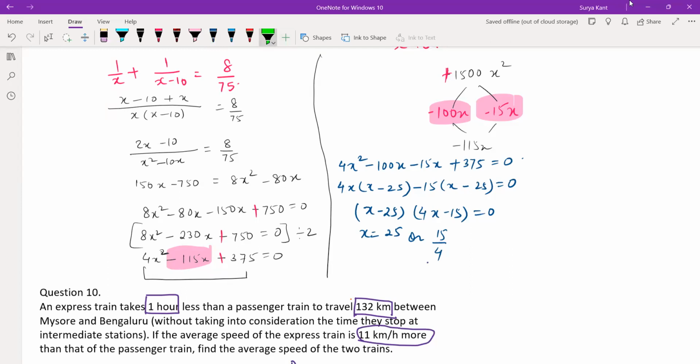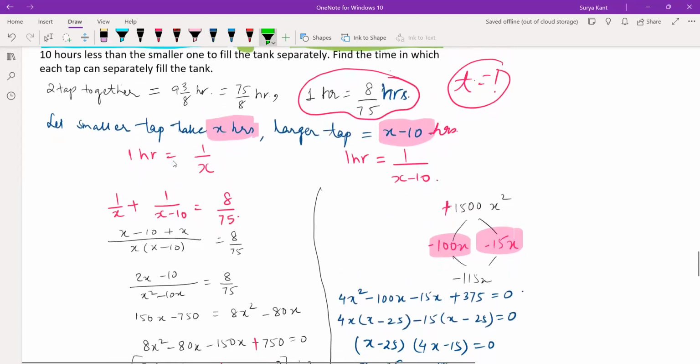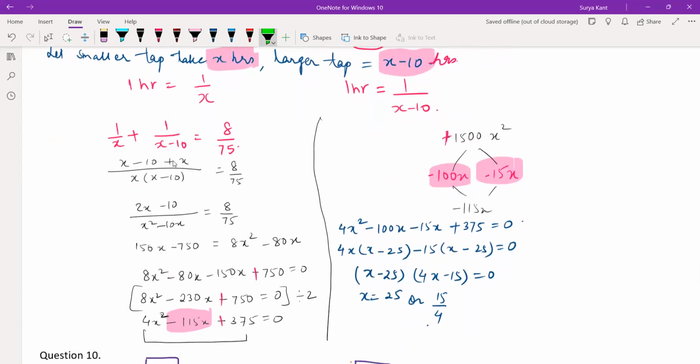In the question they have asked to find the time in which each tap can separately fill the tank. If you take 25, the first will take 25 hours, means 1 by 25 in 1 hour, so it will take 25 hours to finish it. Next, if you put 25 in x minus 10, you'll get 15 hours, right? So the 25 and 15 hours is the time both the taps will take. Okay.